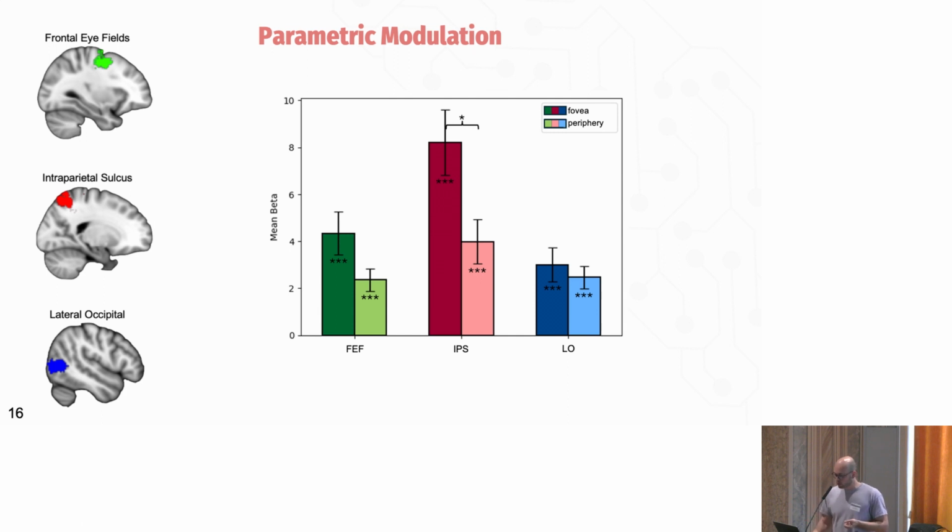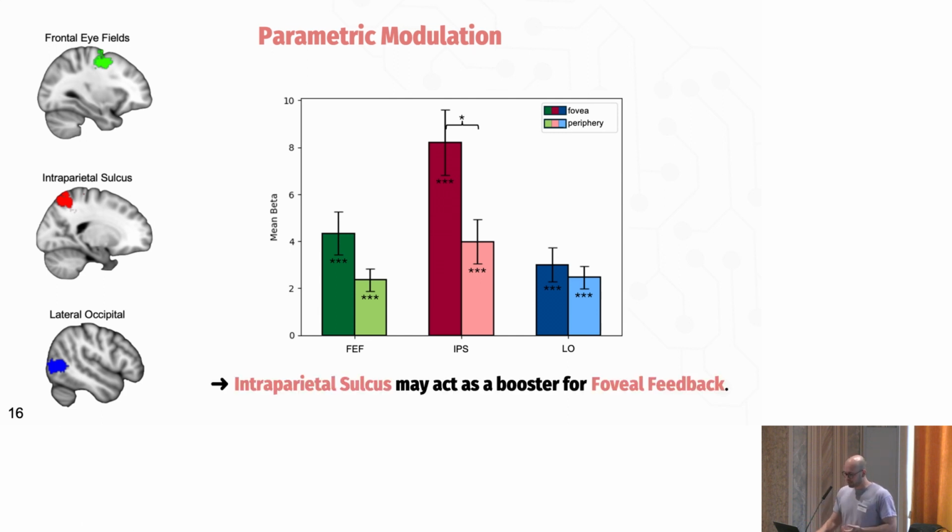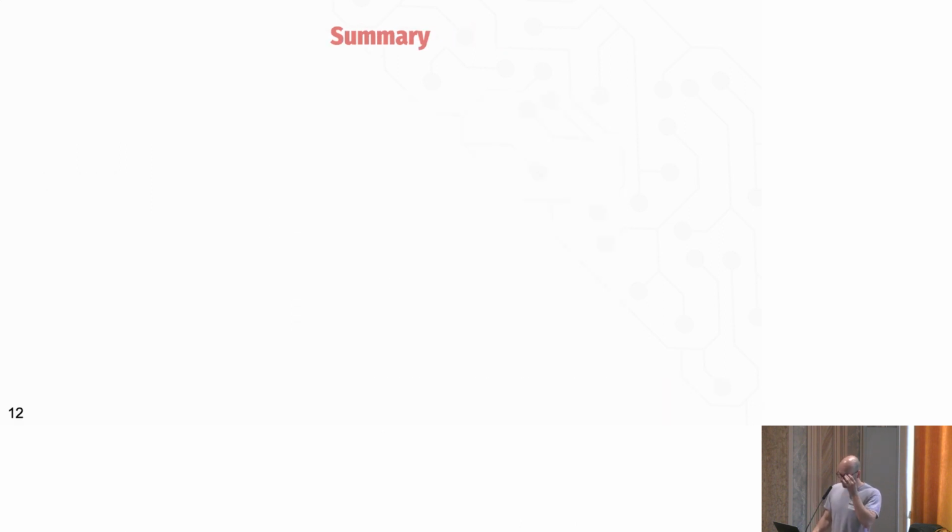So we thought that this could be at least a plausible region as a booster or a driver of this foveal feedback. Even though, of course, this is correlational, so we don't know if it actually originates there, but we know it's probably involved in some way.